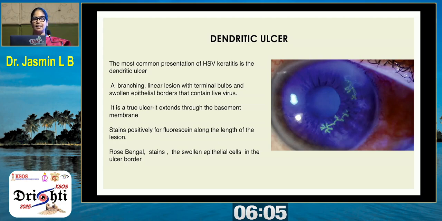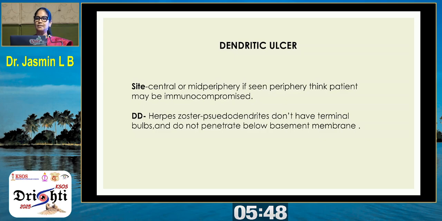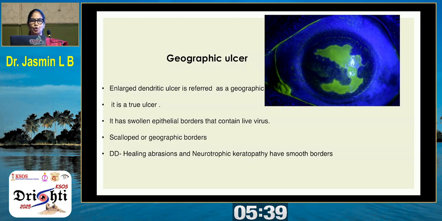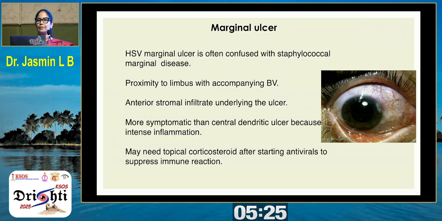It causes branching linear lesions with terminal bulbs which contain live virus, and it is a true ulcer. It extends through the basement membrane. It stains positively with fluorescein along the length, and at the margin swollen epithelial cells stain with rose bengal. Next, if we are treating a dendritic ulcer with steroids, it can progress to a geographical ulcer. It is also a true ulcer; it is no longer linear, it contains swollen epithelial borders with live virus, and it has geographic borders.